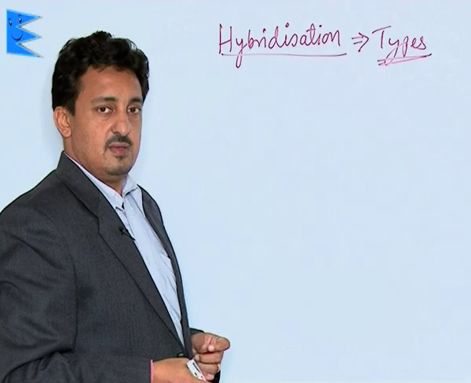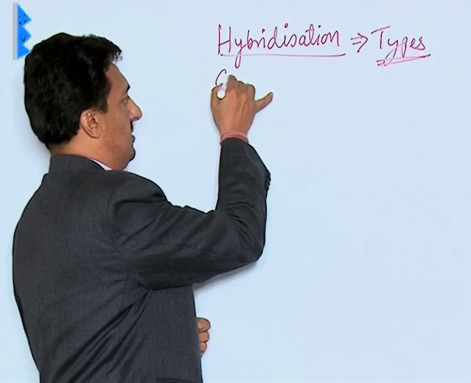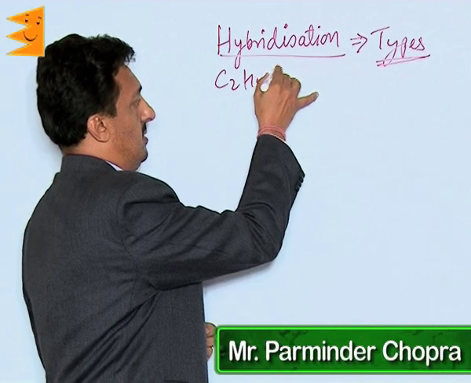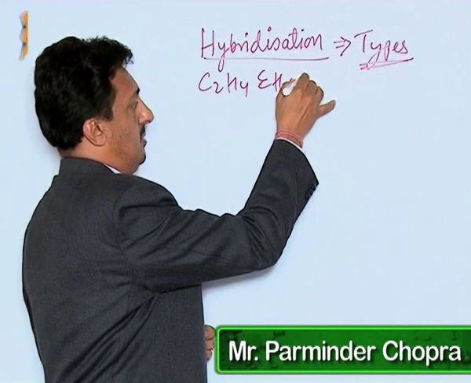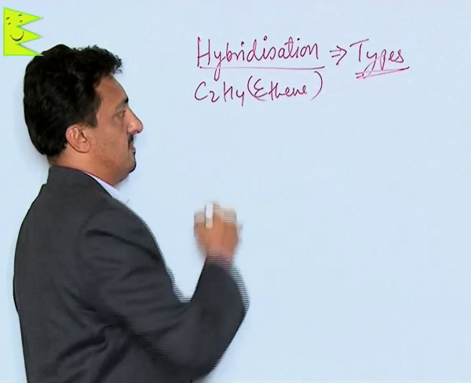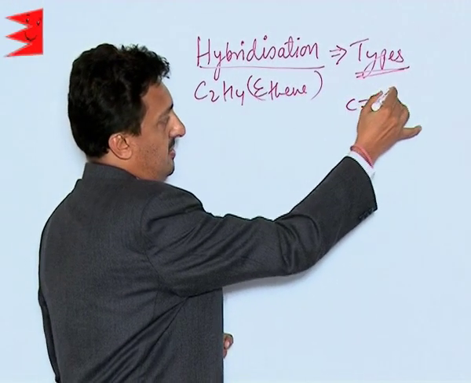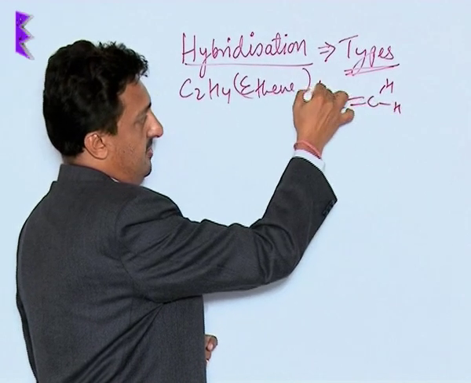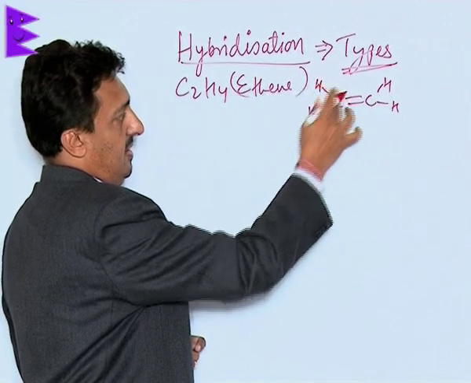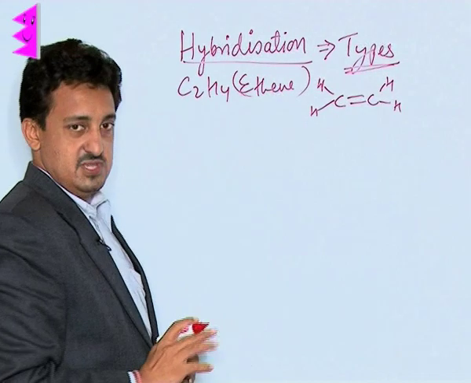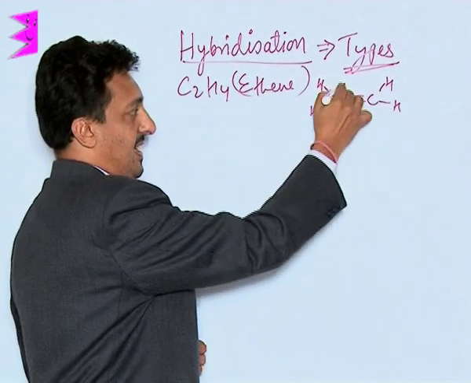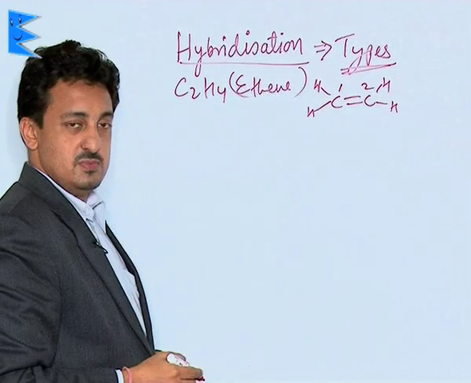Now let us take the example of the ethene molecule. In this, there is a double bond between 2 carbon atoms, and this is a simple representation of this ethene molecule. And let's again name these 2 carbons as 1 and 2.